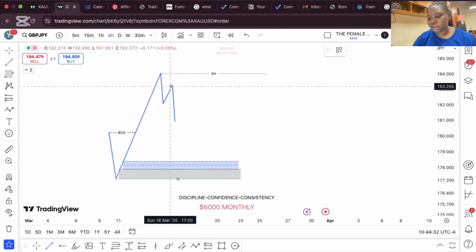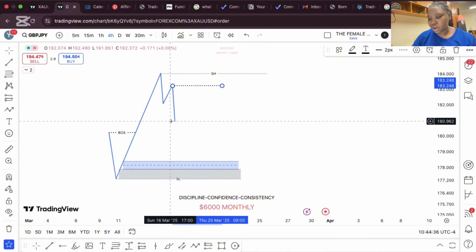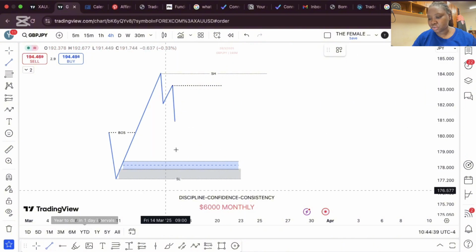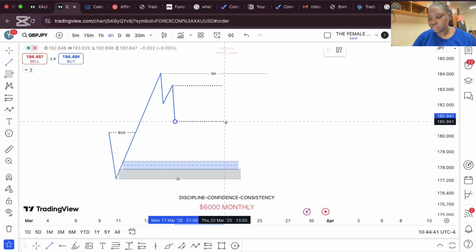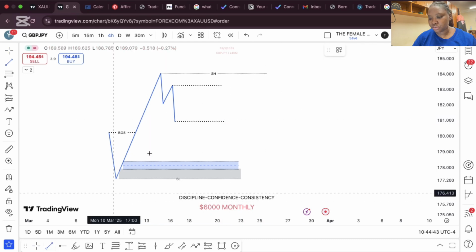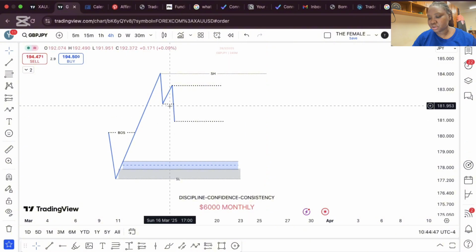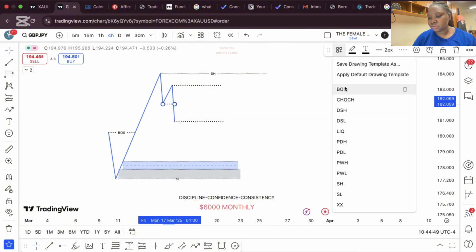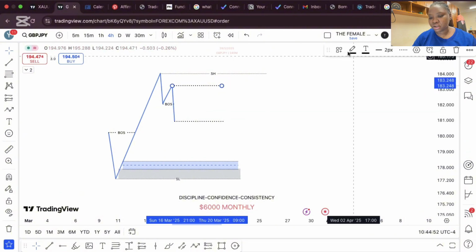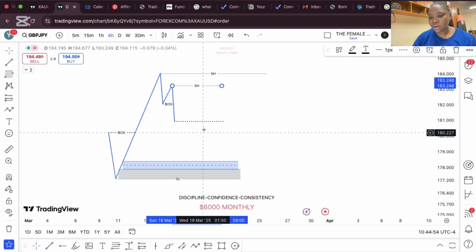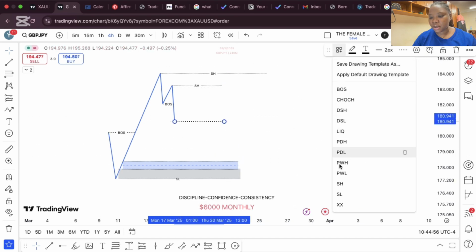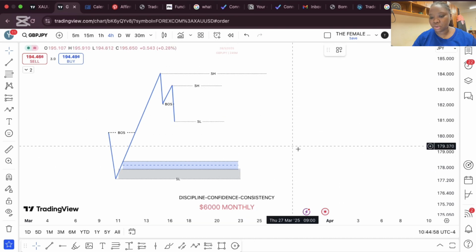On the 1 hour, I'm going to mark out my hourly swing high, and I'll mark out my hourly swing low. That's the current swing low. Now that I have that, I'm going to mark out the break of structure to the downside, right? This is my hourly change of character or break of structure, our hourly swing high, and the swing low here.